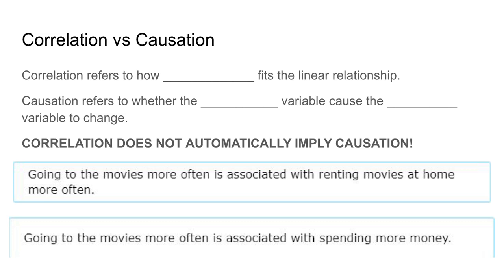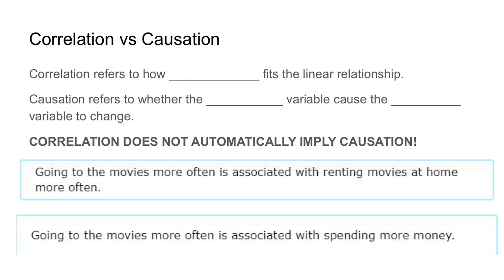So the next thing we want to look at is the idea of correlation versus causation. Correlation refers to how data fits a linear relationship. Meaning, does it fit where one goes up, the other goes up? Does it fit where as one goes up, the other comes down? This would be our positive correlation. This would be our negative correlation.